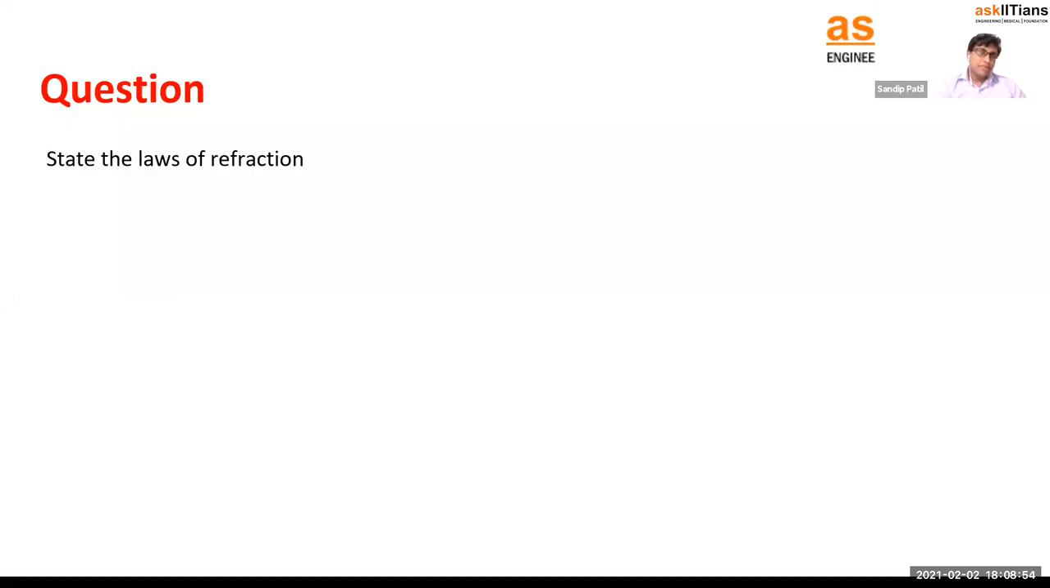First law says that what? The incident ray, refracted ray, and normal, three of them, lie on the same plane. For the normal, you can also attach a small sentence there: normal drawn at the interface of the medium where the incident ray strikes. The incident ray is there, and that is the normal. So all those three lie on the same plane.